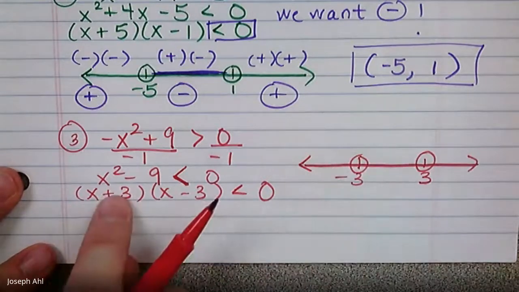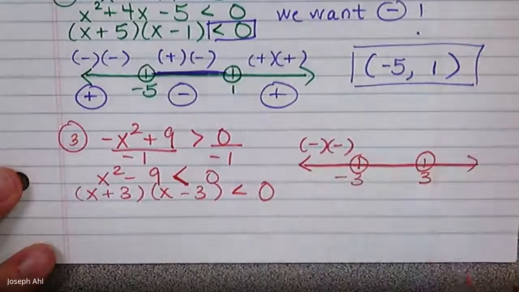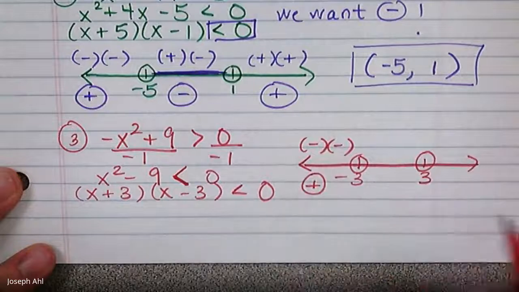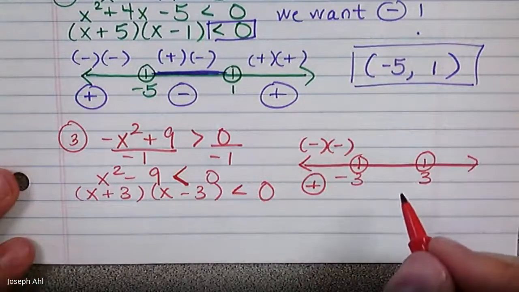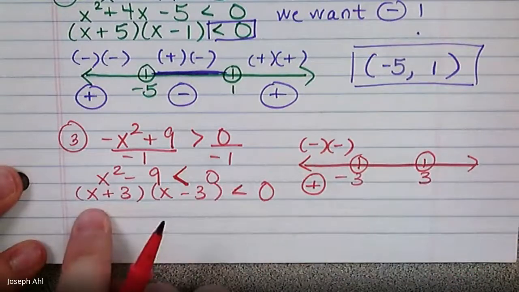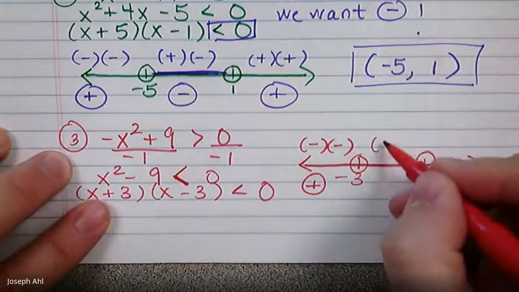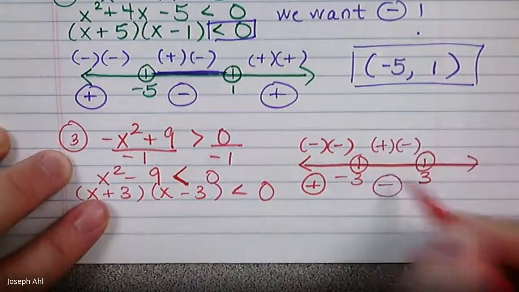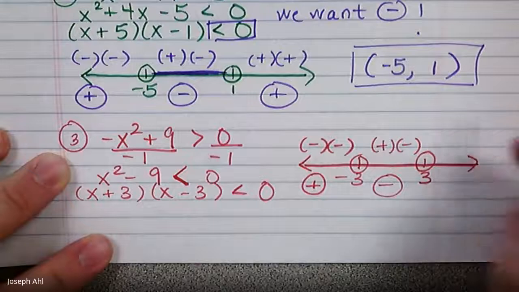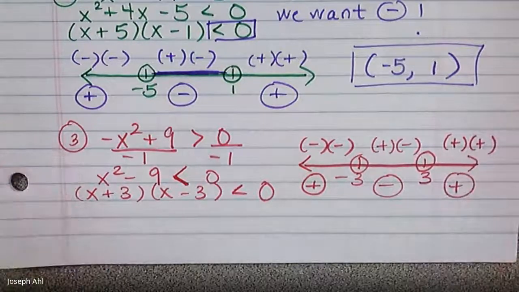If I plug in negative 4 plus 3 is negative. Negative 4 minus 3 is negative. Altogether, that's positive. I think this is going to turn out the same way, right? It's going to be that positive, negative, positive again. But let's just double check. If I plug in 0, we get 0 plus 3 is positive. 0 minus 3 is negative. So altogether, negative. And if I test 4, you will get positive, positive at the end for altogether positive.